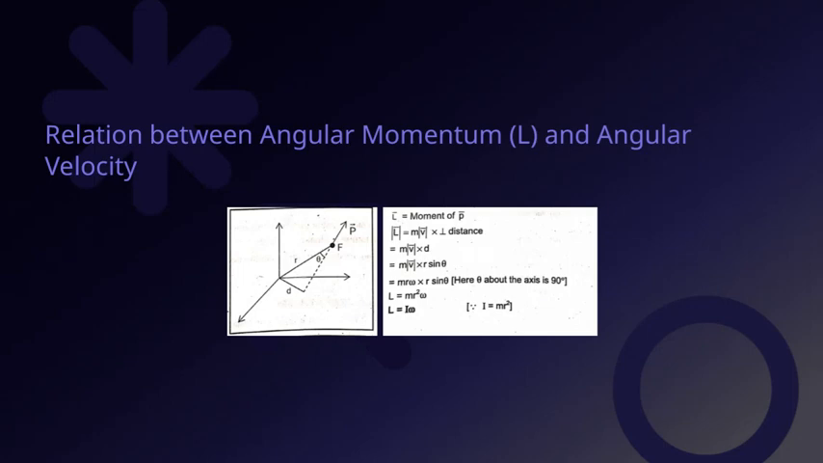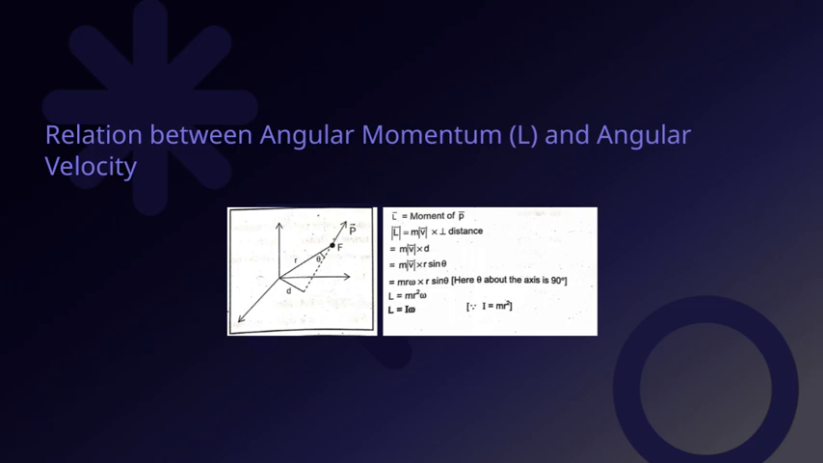Let's take a closer look at the relation between angular momentum, denoted as L, and angular velocity, which we often write as omega. These two concepts are closely connected in rotational dynamics. Essentially, the angular momentum describes how much rotational motion an object has, while the angular velocity tells us how fast it's spinning. Now, the key point here is that angular momentum is proportional to angular velocity, but this relationship depends on the object's moment of inertia.